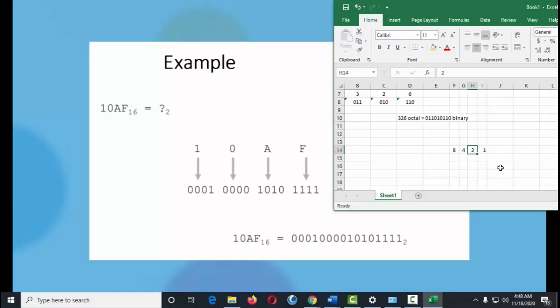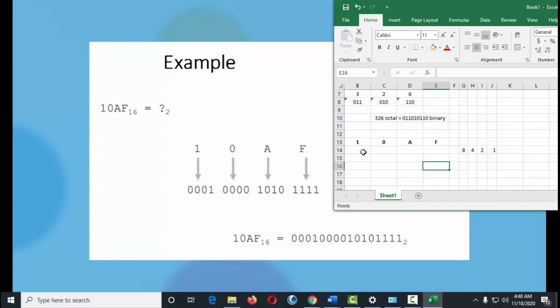So 1 times 2, you have 2. 2 times 2 is 4. 4 times 2 is 8. So this is now our 4-bit representation for the hexadecimal. That is why, for our example, you have there 1, 0, A, and F. Let me just move this here. Okay, 1, 0, A, and F.